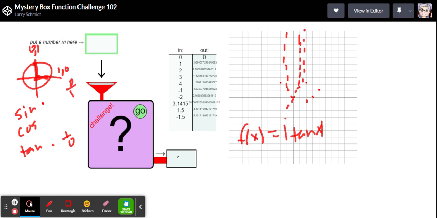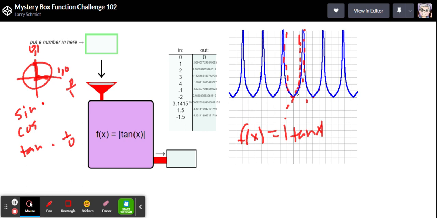I don't want to spend more time plugging in lots more points. I think if it's not the absolute value of tangent x, I'll be surprised and learn something. So let's take a look at this. Hey, the absolute value of the tangent of x. So we did get it. I'm curious to see what this graph looks like. And there it is. Yeah, so it's that tangent function, but with the arms that usually go down just flipped up. It's kind of a cool looking pattern.